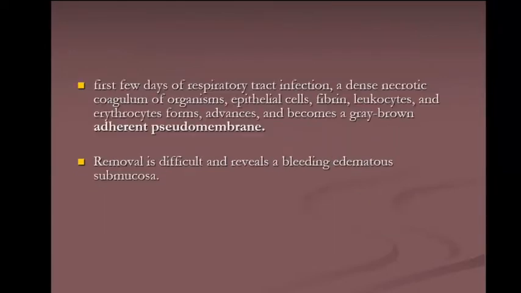In the first few days of the respiratory tract infection, a dense necrotic coagulum of organisms, epithelial cells, fibrin, leukocytes, and all that forms the membrane, a grayish-brown adherent membrane, that pseudomembrane. So it's difficult to remove and forms the edematous submucosa. So you have to differentiate it from other membranous pharyngitis if it affects the pharynx.